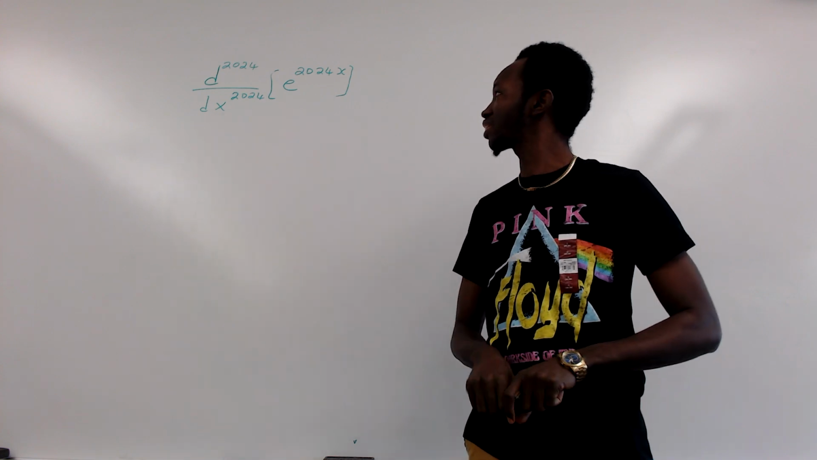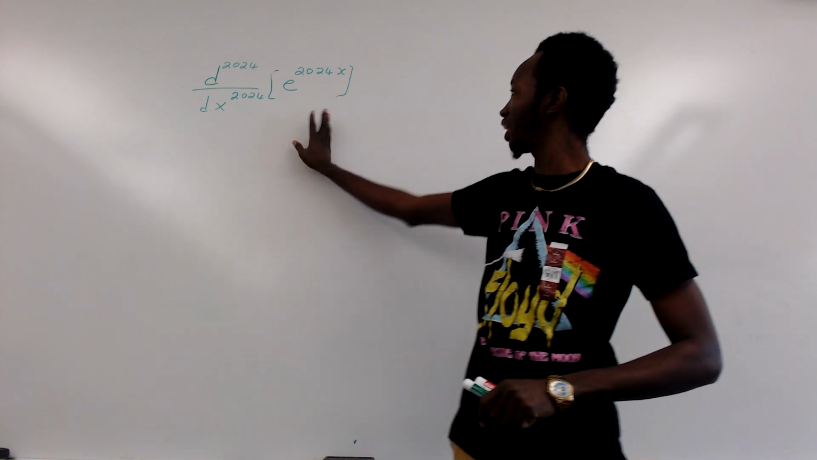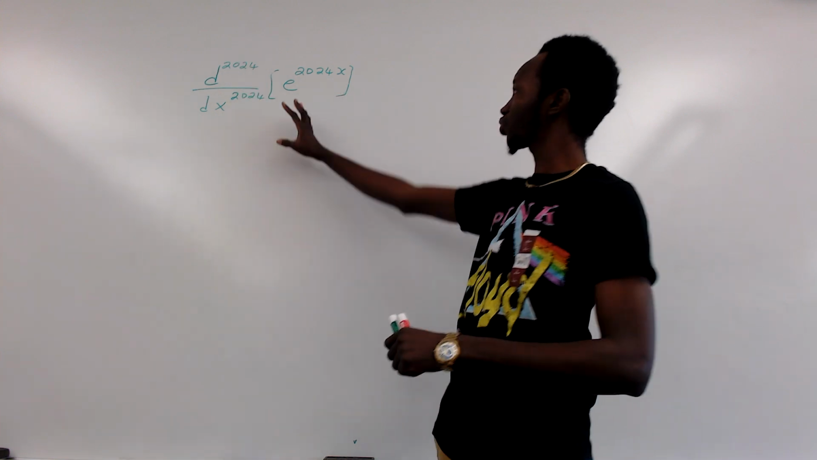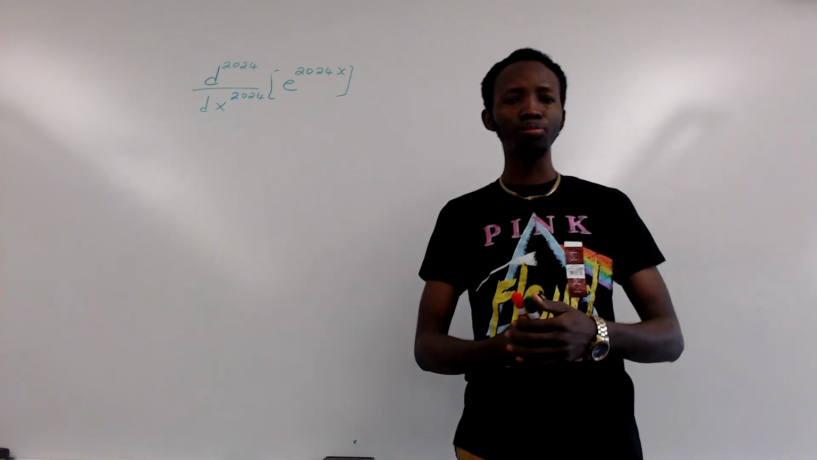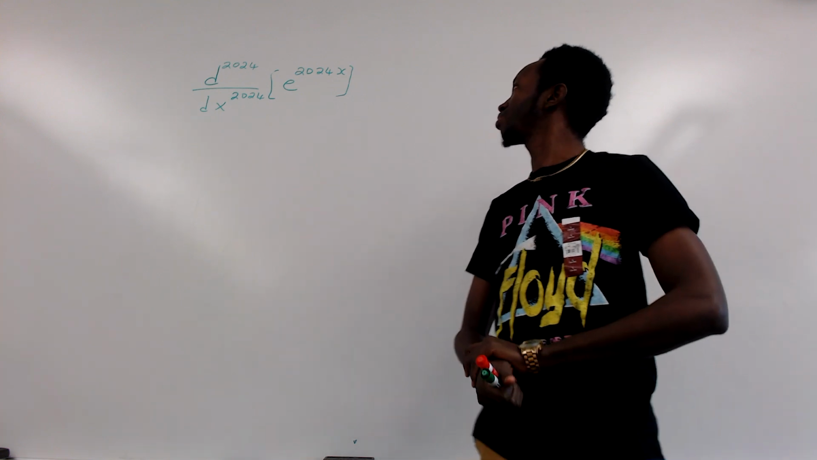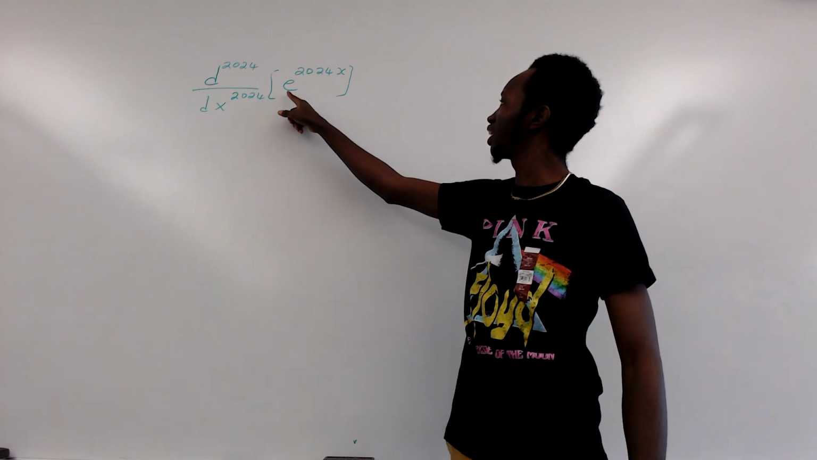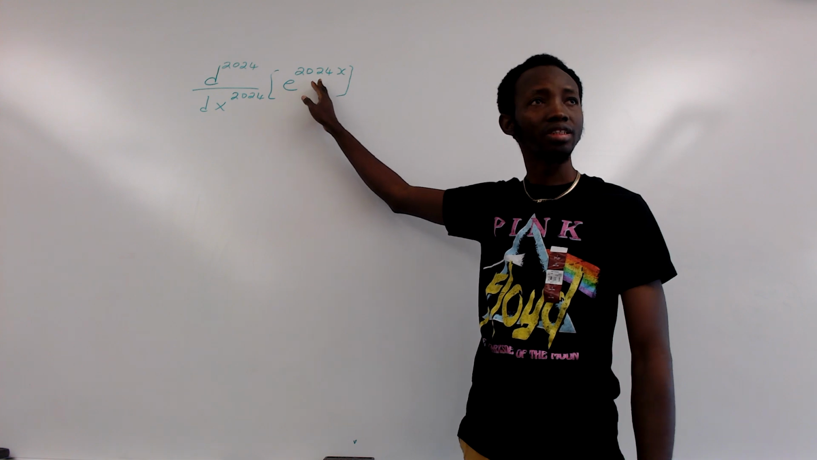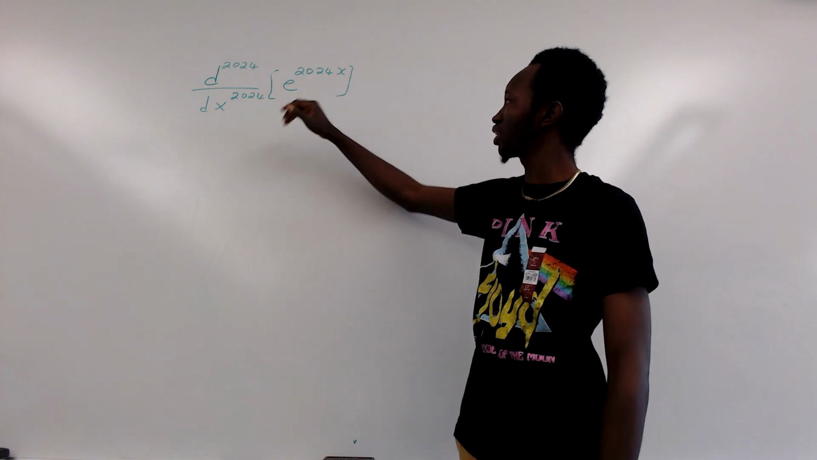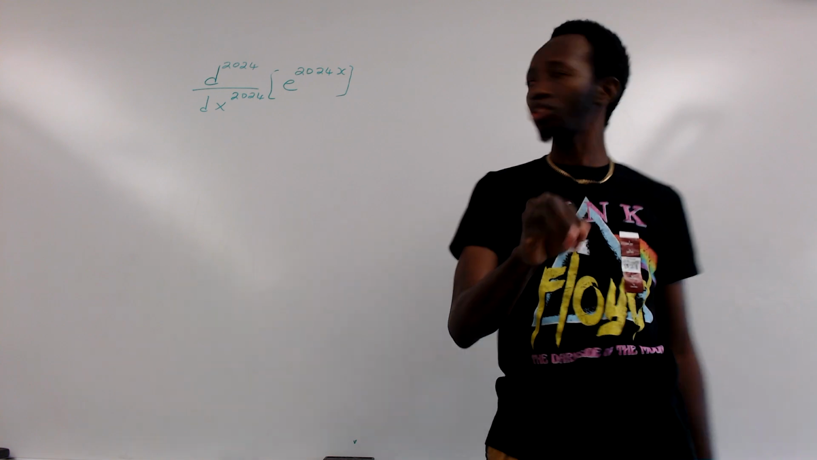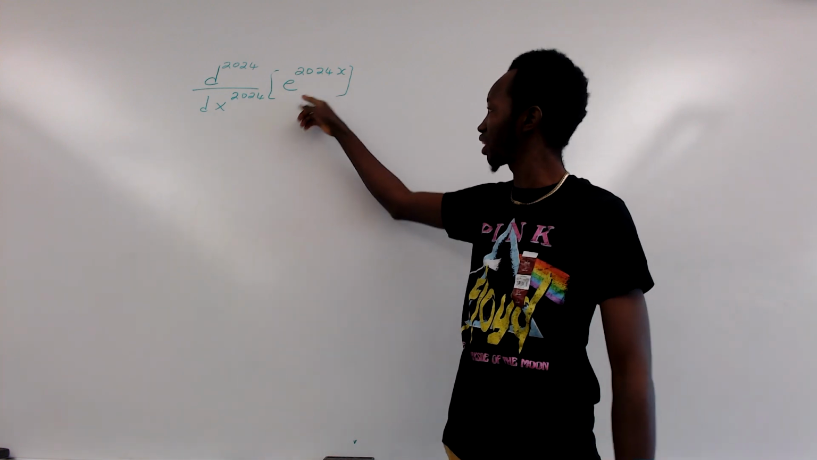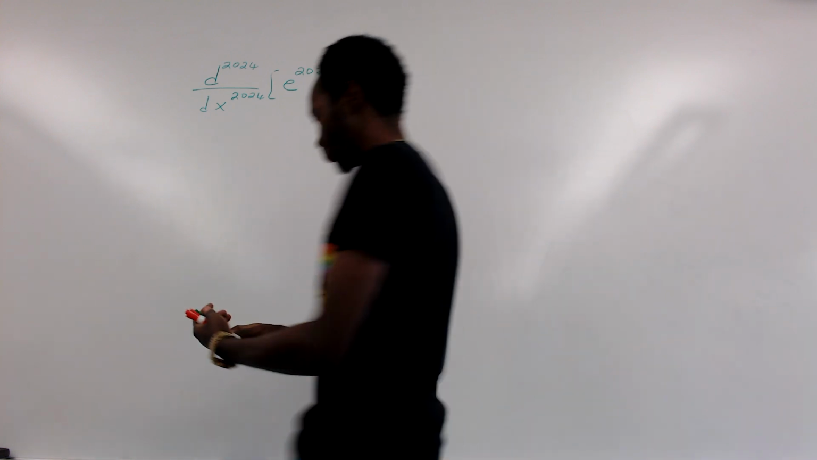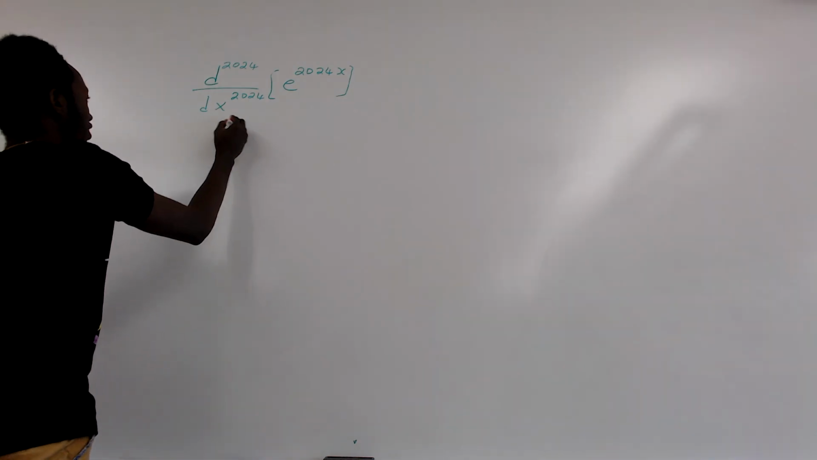So we are given this. We are required to find the nth derivative. So the n here is given as 2024. Before we go straight to the question, let's find a simple way of working it out. Let's try to find a way of finding the derivative of e raised to the power of something. If we're able to find that, I think we can use that relationship to find the derivative of e raised to the power 2024x.